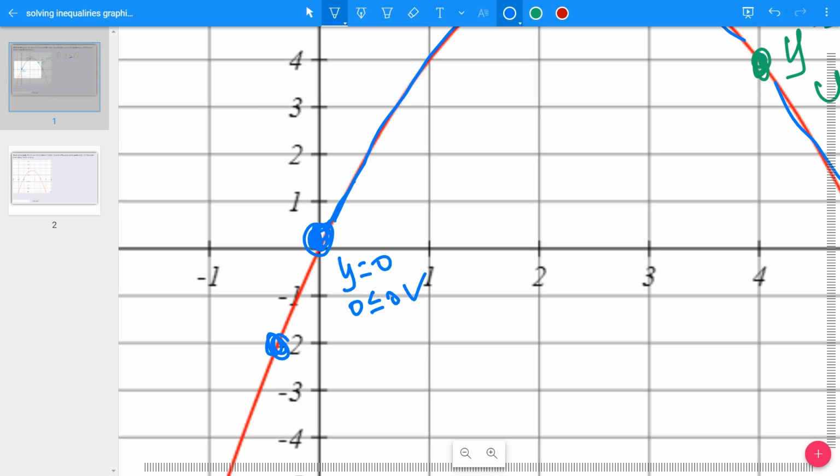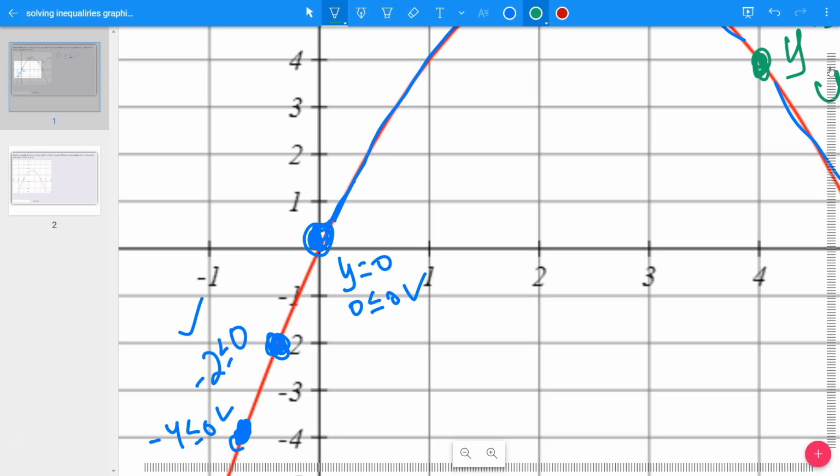Then grab this point right here. What's the value of y at that point? Negative 2. Is negative 2 less than or equal to 0? That's true. Right? That checks. Grab some other point like this one. Again, I'm grabbing some sample point. Is negative 4 less than or equal to 0? That's also true.